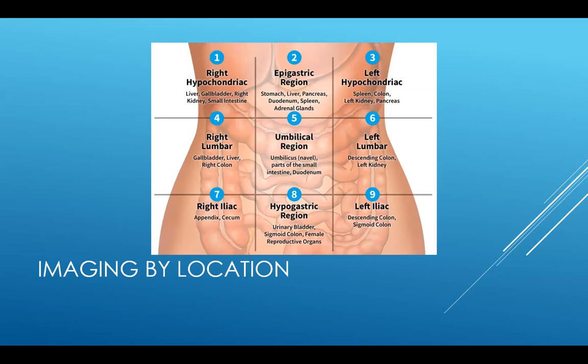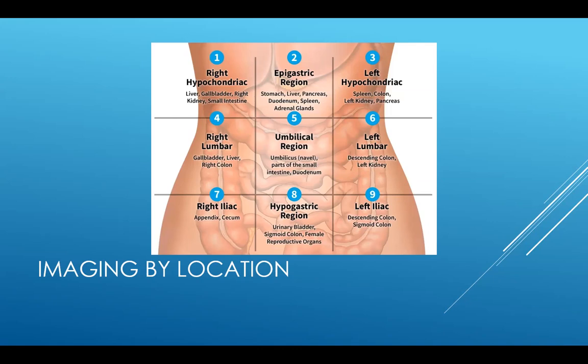Left lumbar region or the left middle region, we've got the descending colon and left kidney. So you're talking about non-contrast CT. If we're concerned about diverticulitis, it's a contrast CT. The left inguinal region or iliac region, you've got the descending colon and the sigmoid colon. CT with contrast or regular CT. The hypogastric region or the suprapubic region: urinary bladder, sigmoid colon, female reproductive organs. So that's either going to be an ultrasound or a CT.